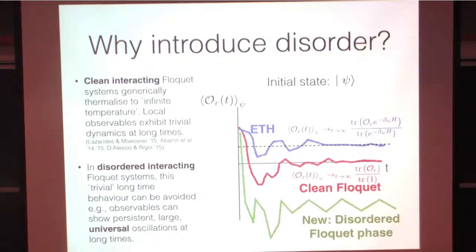So when I say that clean interacting Floquet systems tend to heat to infinite temperature, I'm making a statement about their long time behavior. Their long time behavior is determined by an infinite temperature ensemble.